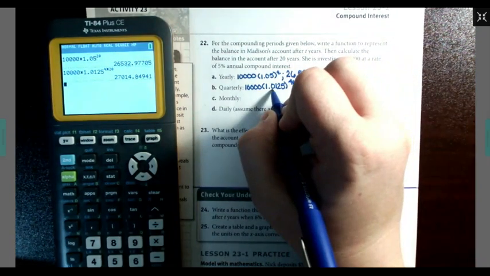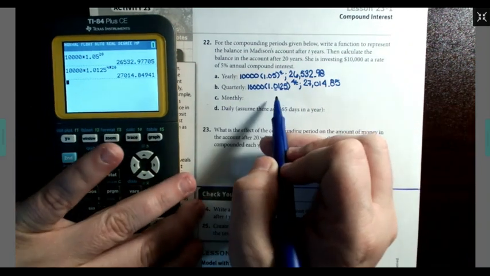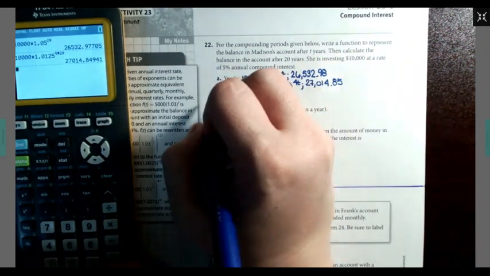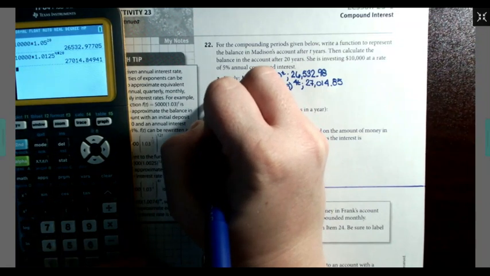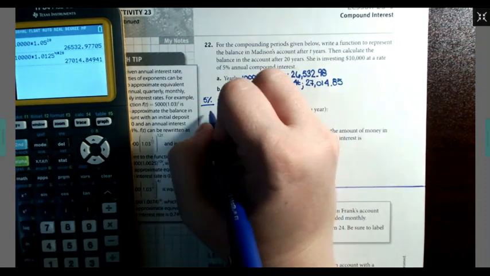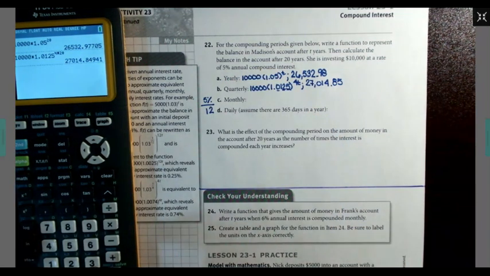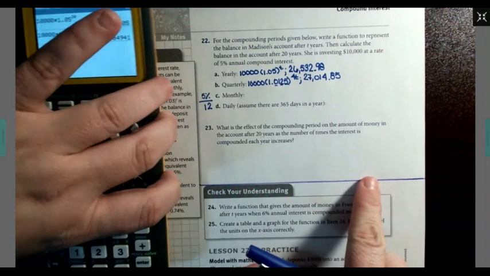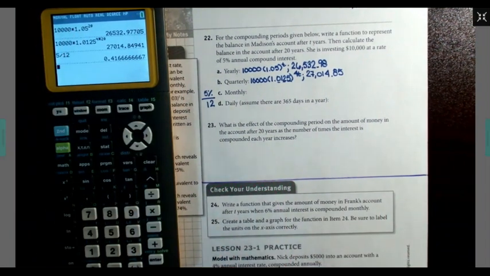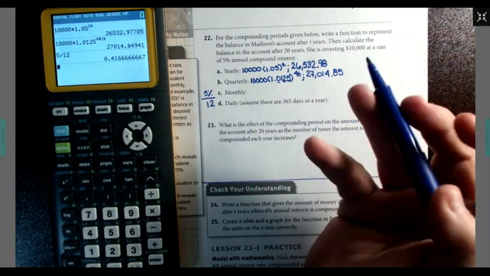Now, let's recall how we got this piece, because now we have to do monthly. Remember that this was 5% divided by however many times we compound. Well, monthly, there are 12 months in a year, so we would divide by 12. So the first thing I'm going to do is 5 divided by 12. That's 416. So I'm going to round that to 417.